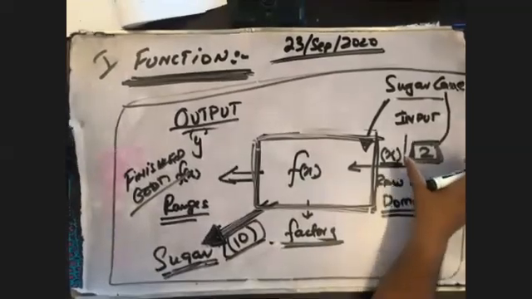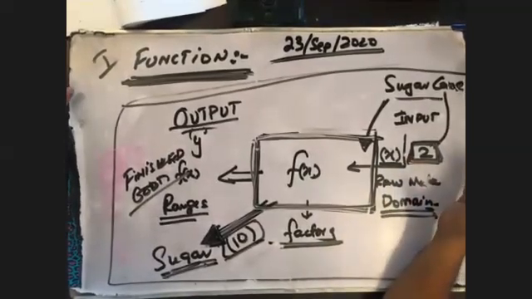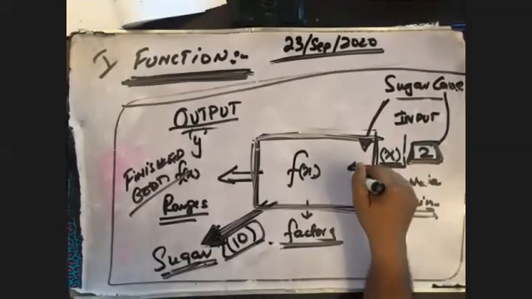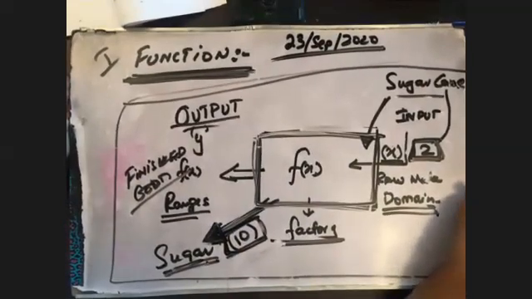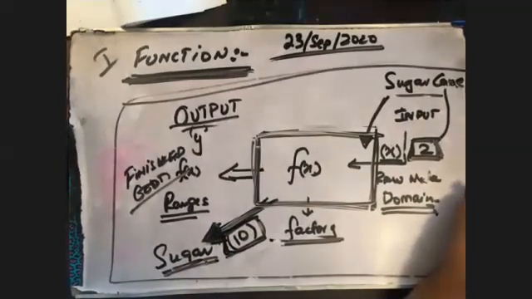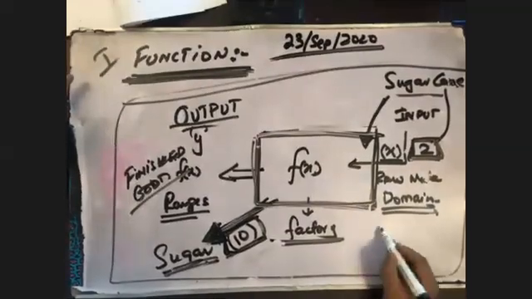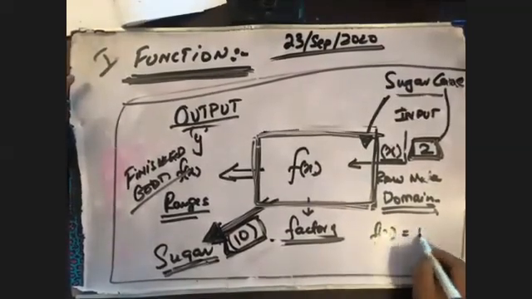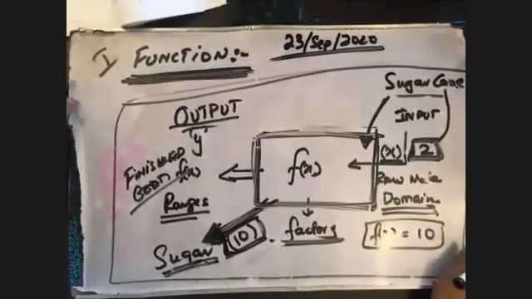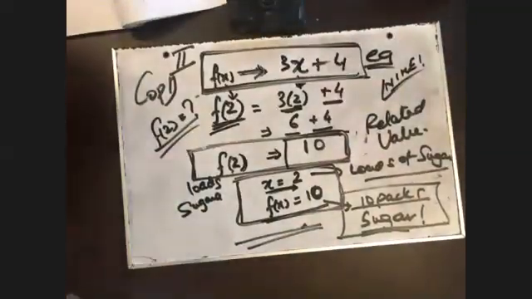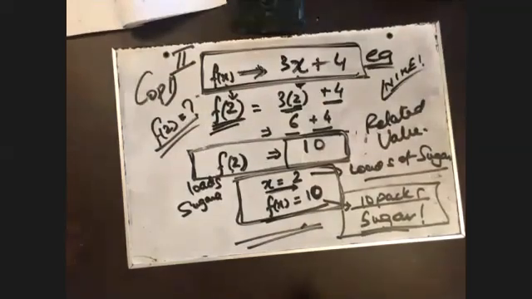Maybe two 40 kg bags of sugar cane were put in the factory and we ended up with 10 kgs of sugar. So this is just a related value. f(2) is equal to 10. Remember, this is the first board. Now, let's go and do board number 3.